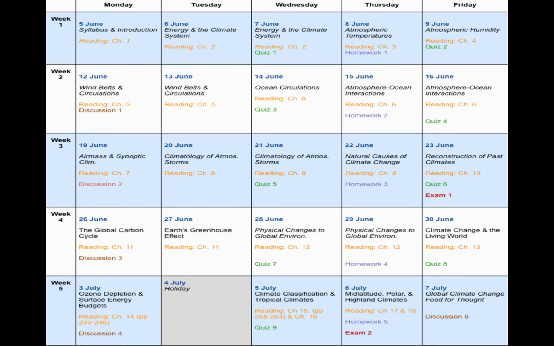Finally, looking at ozone depletion, and then going back a little bit into regional budgets, really understanding, now that we have a foundation behind us, what makes the difference between tropical, mid-latitude, polar, and highland climates. And then finally, we'll wrap up with a discussion the last day on what you think about global climate change.